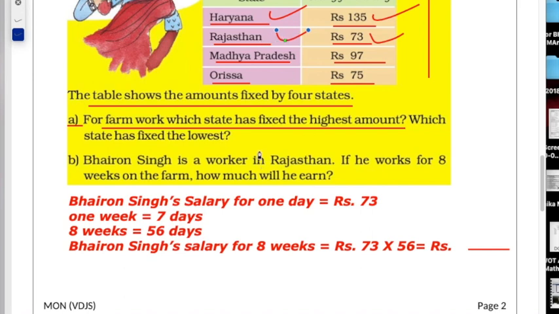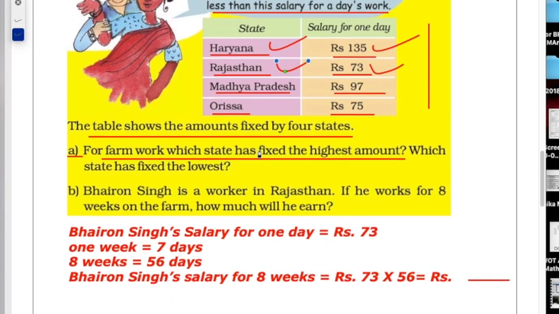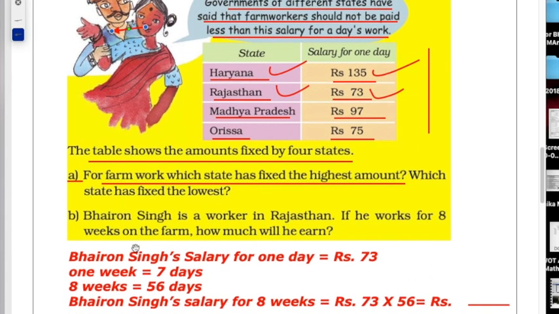Now the B part. Bhairo Singh is a worker in Rajasthan, as shown here. If he works for 8 weeks, for how many days is he working? 8 weeks on the farm. How much will he earn? This amount is given for one day, but Bhairo Singh is working for 8 weeks.